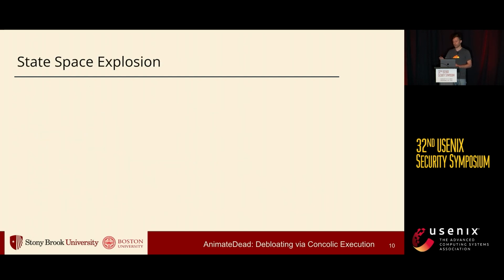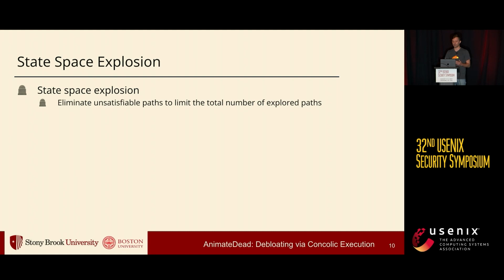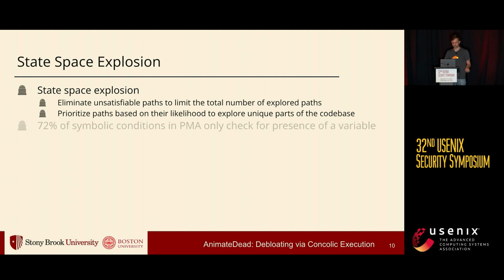One issue that you would run into doing concolic execution is state space explosion, which essentially means that if you have too many of these symbolic branches back to back, then you have an exponentially growing number of unique paths in the application that you need to explore. And in order to address that, we first eliminated all the unsatisfiable paths to limit the total number of paths we need to explore based on the previous analysis that I showed you. And we then try to prioritize paths based on their likelihood to explore new parts of the code base.